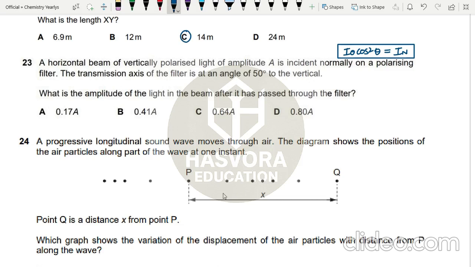Now for the amplitude we have the same like this. The resultant amplitude is equal to A cos of theta. No square and anything like that. So the resultant amplitude will be this, and the incident amplitude is A, and then cos, and then the angle is 50. So now you can just calculate this new amplitude, and cos 50 is 0.64. So this will become 0.64 A. This will be your answer, and C is the correct option for this.